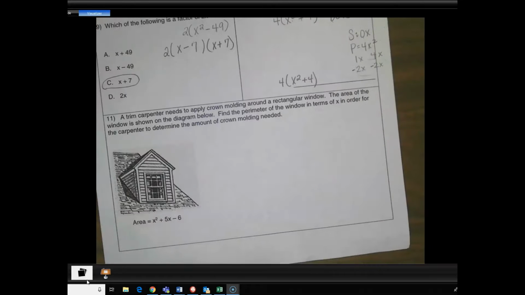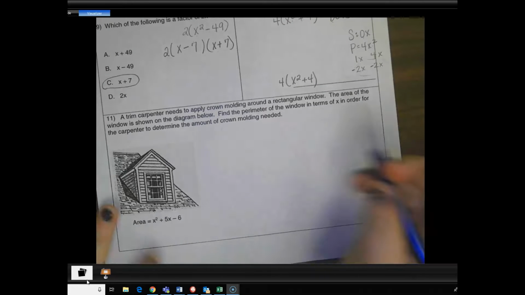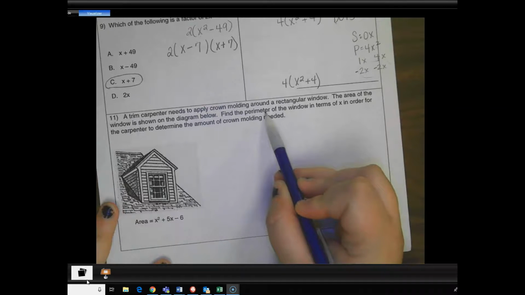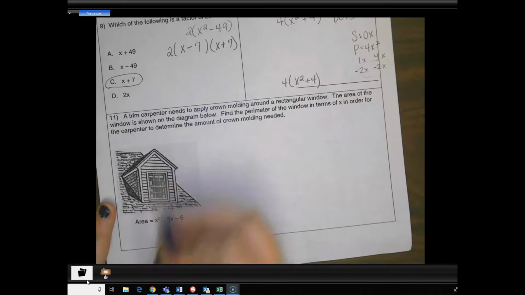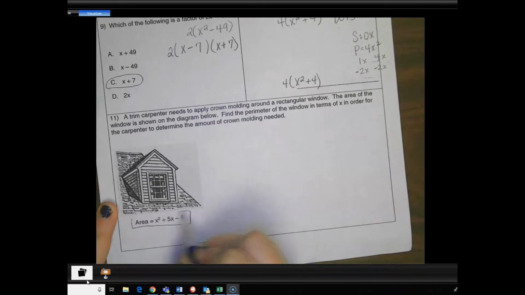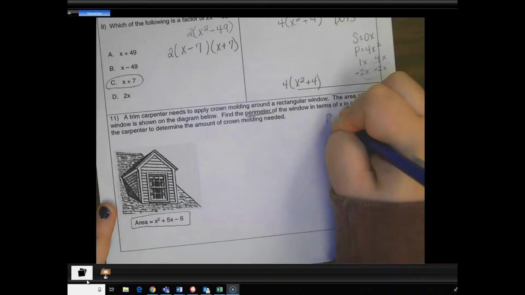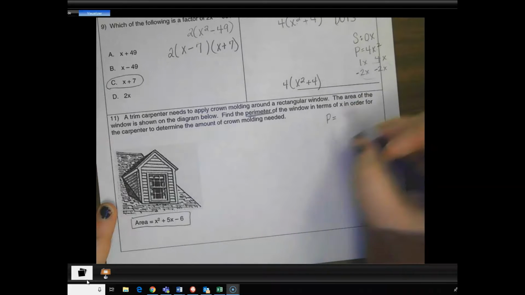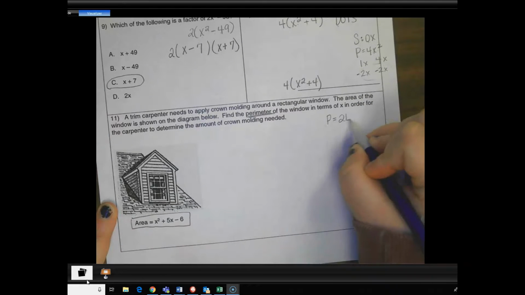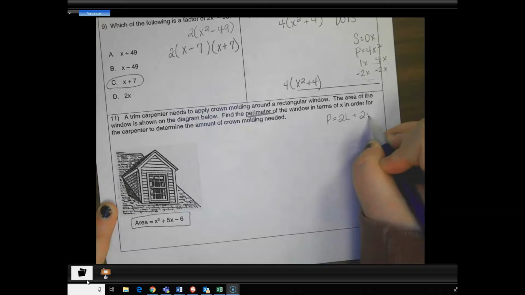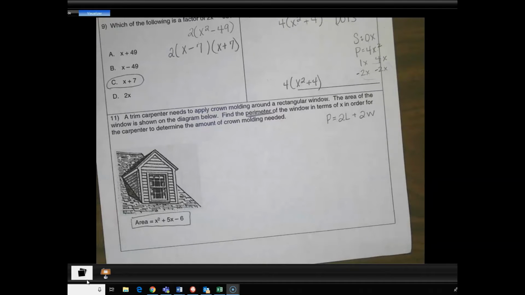All right, let's do the last one. A trim carpenter needs to apply crown molding around a rectangular window. The area of the window is shown. So I have an area. Find the perimeter. Our goal is to find perimeter, so I'm going to remind myself what perimeter is. It's 2 of the lengths plus 2 of the widths. So what I need to figure out perimeter is my length and my width.